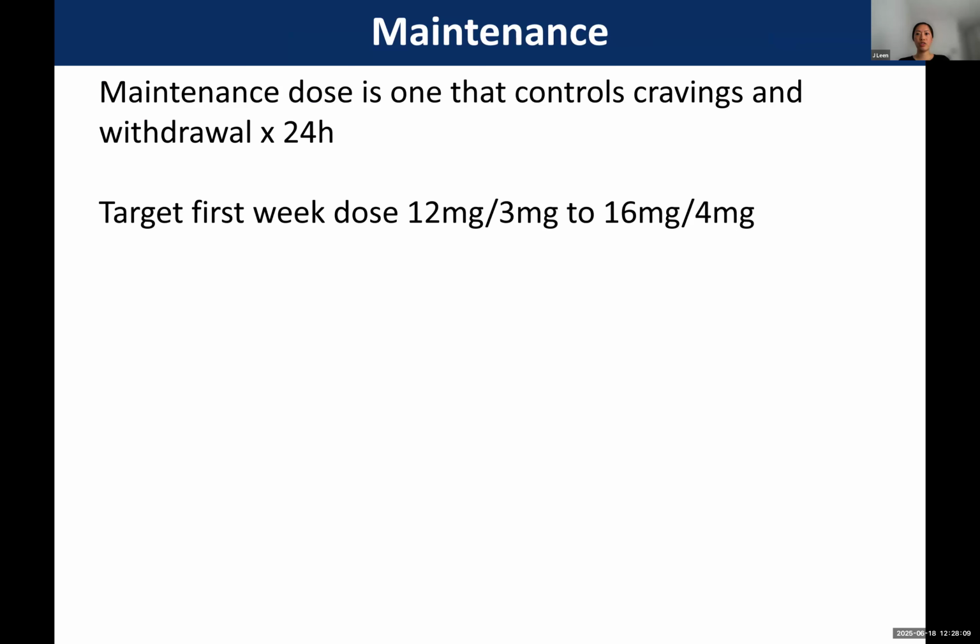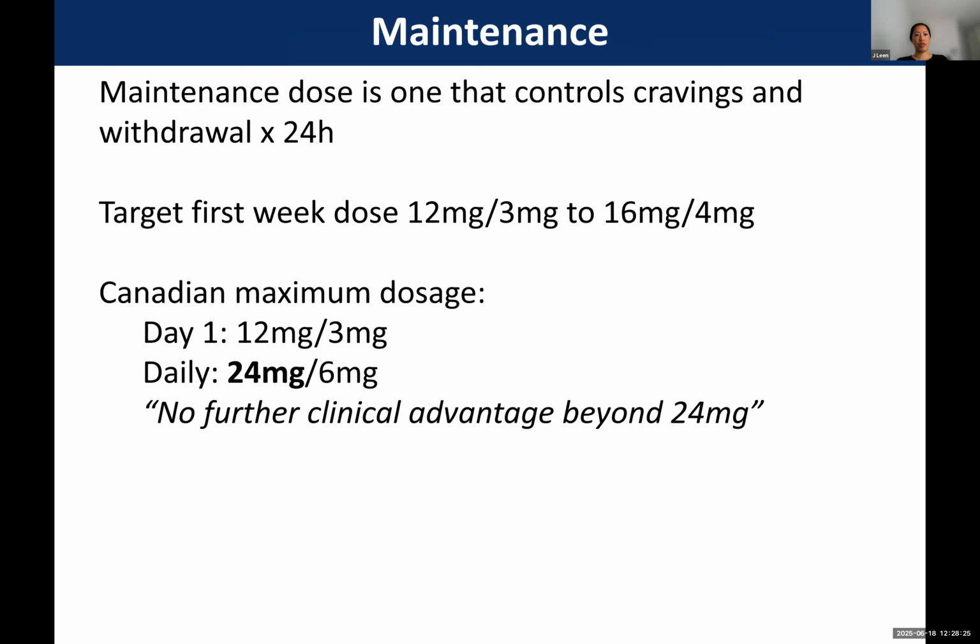You're aiming for a maintenance dose that controls cravings and withdrawals for at least 24 hours. Again, the monograph says that the first week target dose should be 12 to 16 milligrams. The Canadian maximum dosage for daily dose is listed as 24 milligrams, and specifically they say that there's no further advantage beyond 24 milligrams, but we'll see that that's quite arbitrary.